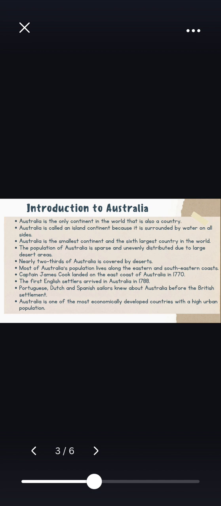Most of the Australian population lives along the eastern and southeastern coast. So the major part of the Australian population lives in the coastal area, mainly in the eastern and southeastern coastal area.